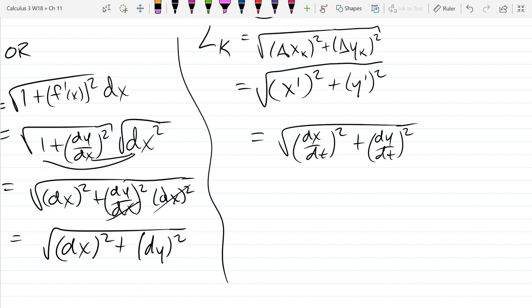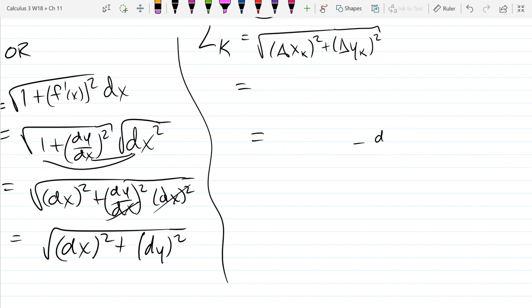Mistake on that. We're actually not going to use that second line.